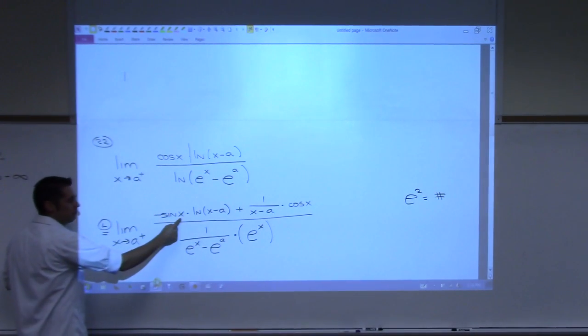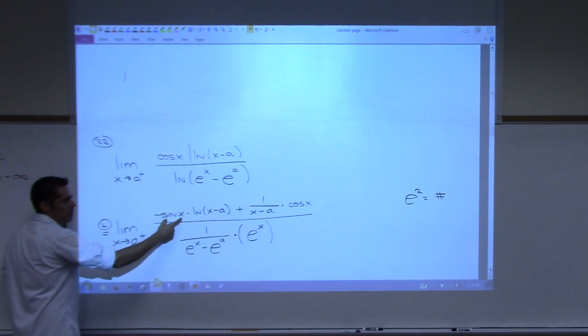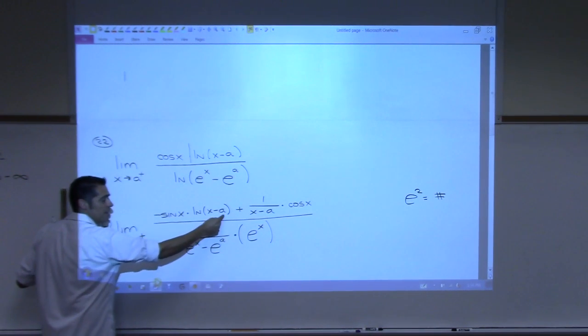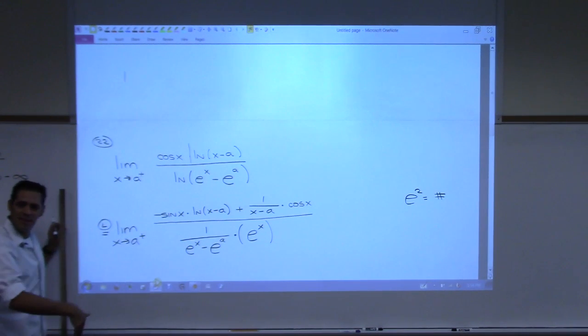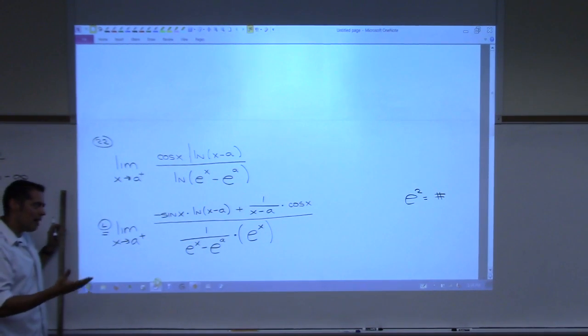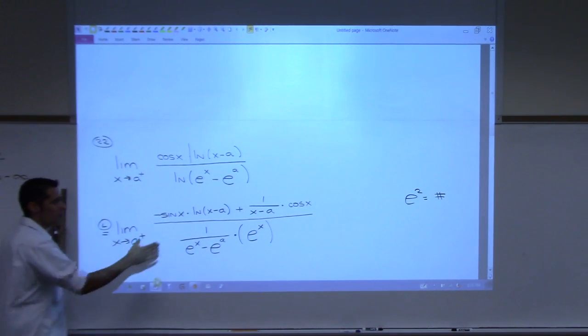Negative sine of a, some number. Oh, crap. Natural log of a minus a. A minus a is 0, natural log of 0. That goes to negative infinity again. So I have maybe a little bit of a problem there. This is going to negative infinity.